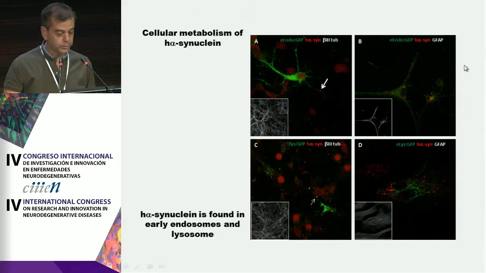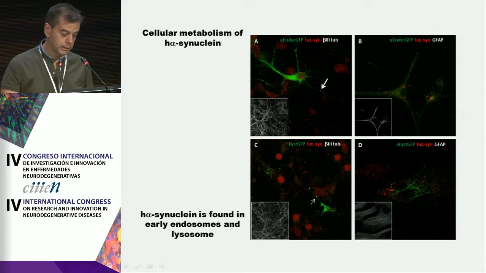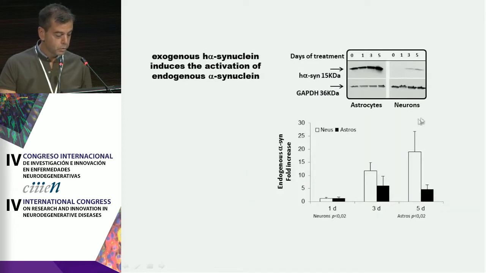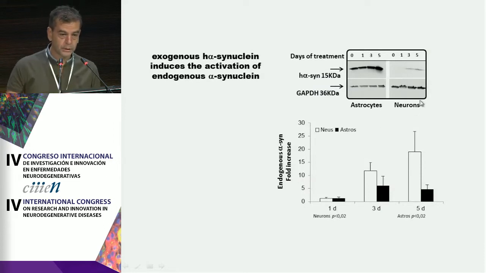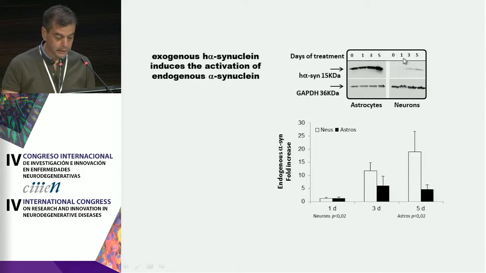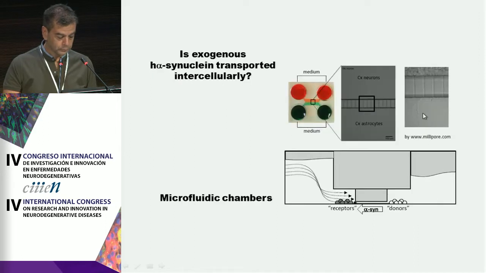Exogenous alpha-synuclein can be incorporated by phagocytosis, as you can see by the colocalization of alpha-synuclein with an early endosome marker coupled with GFP, and it can also be colocalized in lysosomes both in neurons and astrocytes. Moreover, exogenous alpha-synuclein, when incorporated into the cells, can activate endogenous alpha-synuclein, as demonstrated by Western blot with a specific antibody against rat alpha-synuclein. And as you can see from the quantification analysis, especially neurons overactivate the endogenous alpha-synuclein.